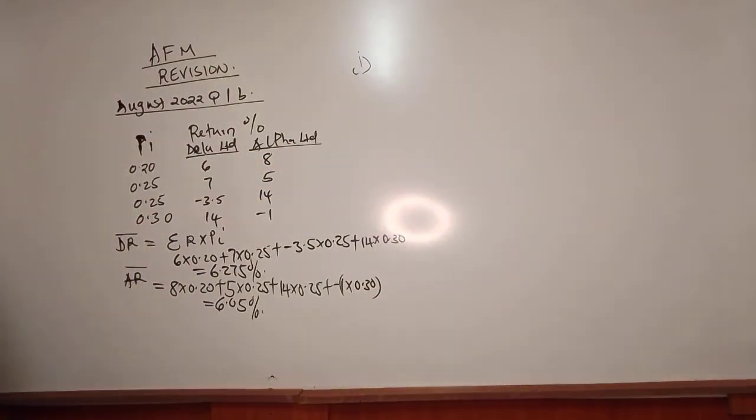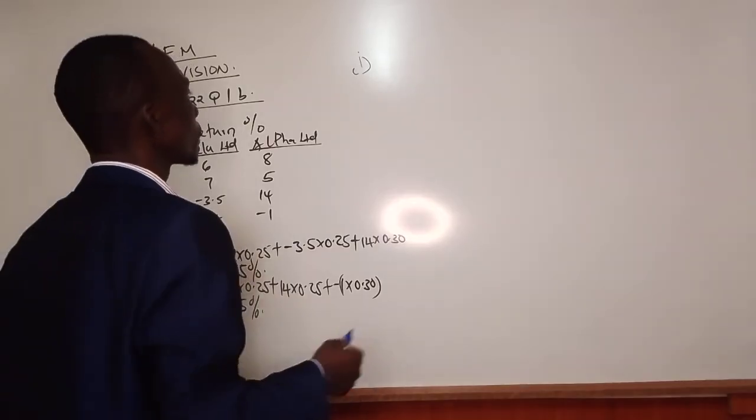Now, let us go to Roman 1. In Roman 1, we are told to determine the proportion of each of the above shares required to formulate a minimum risk portfolio. So how are we going to get the weight?